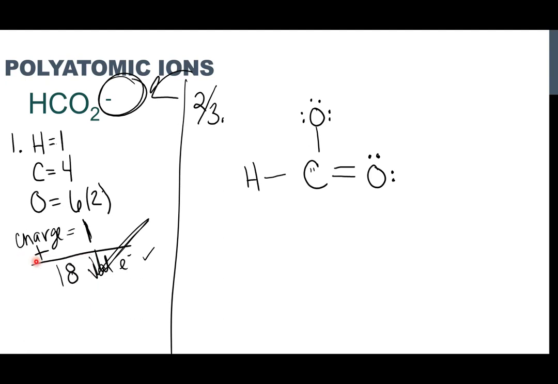Now I need to make sure that everybody's happy. So this oxygen up here, 2, 4, 6, 8, he's happy. Oxygen on the right, 2, 4, 6, 8, he's happy. And now look at carbon, 2, 4, 6, 8. He is now a happy guy. So this is the Lewis structure for this polyatomic ion.